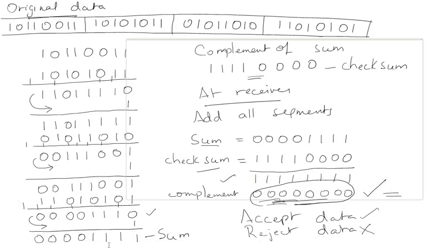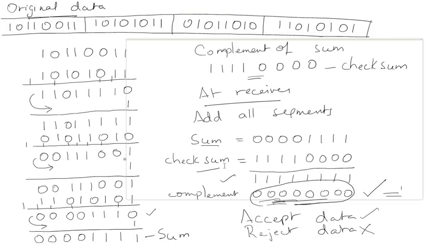Next, after doing the sum, we need to take the complement of this sum. Just reverse the ones and zeros, so we get all ones and 4 zeros. This is known as the checksum. This checksum is also transmitted to the receiver along with the segments of data. At the receiver the same process has to be done. We add all the 4 segments, and after adding, this is the final sum which we get.